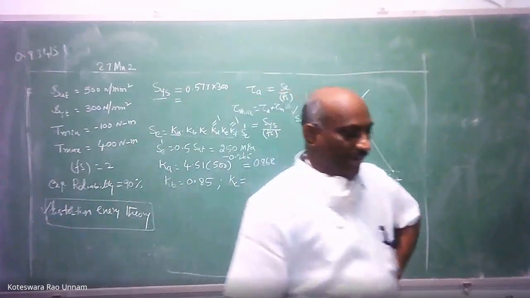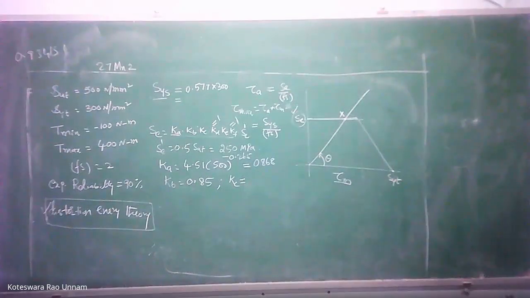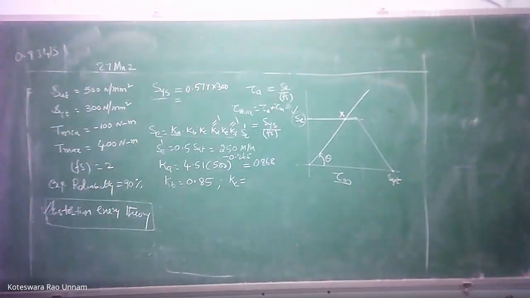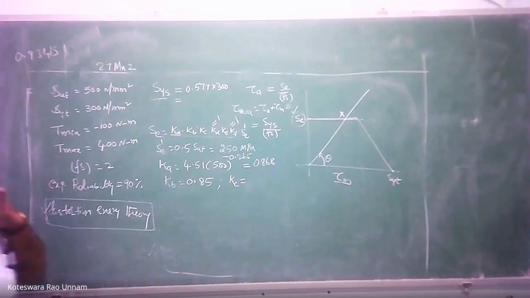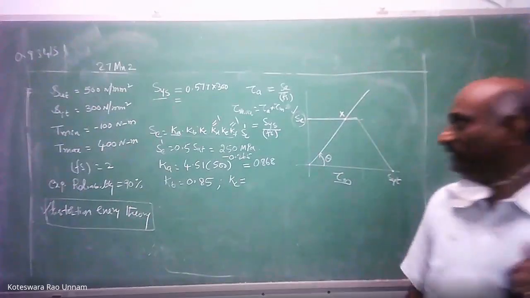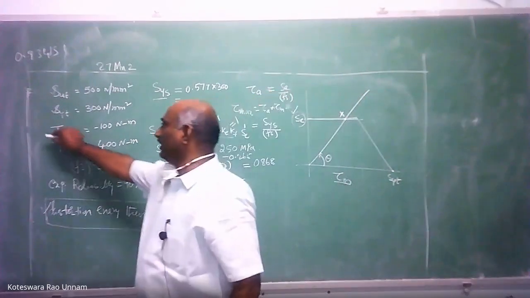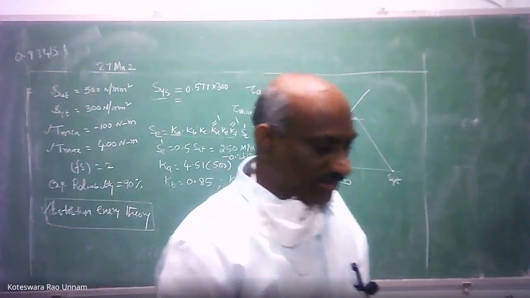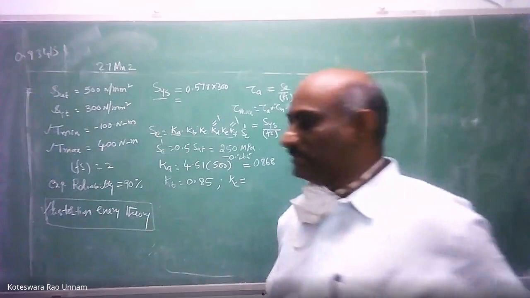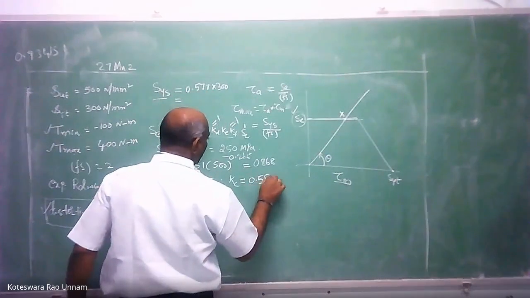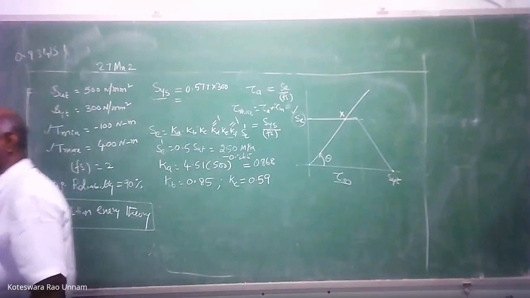Then Kc, that is the load factor. Load factor is going to be 1 when it is a bending load. It is equal to 0.85 when the load is axial load, and it is equal to 0.59 or 0.597 when it is a direct shear or torsional shear. This problem has given a torsional torque, T minimum and T maximum, so the problem corresponds to torsional shear stress. Therefore the load factor is 0.59 or 0.597.